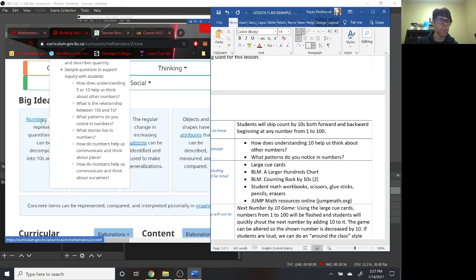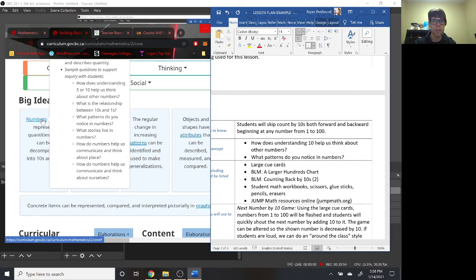What kind of patterns do I see as I increase tens, as I decrease tens, as I do this on our hundreds chart? What kind of pattern are you noticing? I think that's a really great essential question. How do numbers help us communicate and think about place?